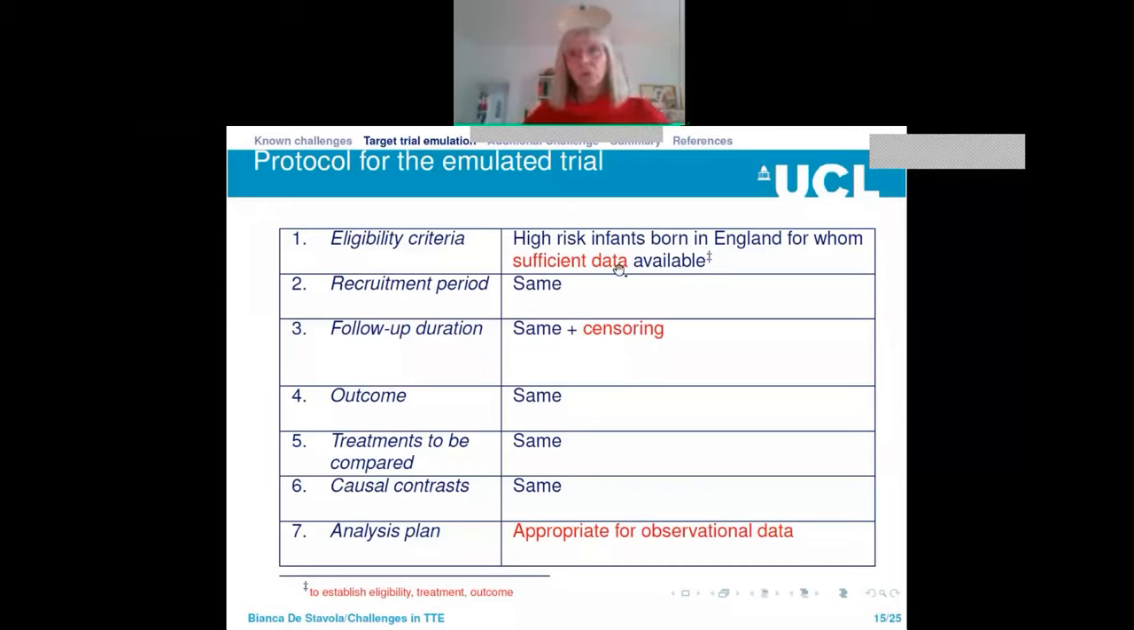Sufficient data is a crucial flag for us. Follow-up, of course, we have censoring because children move out of the system. The infants may have moved, may have emigrated, etc. The rest is the same up to the analysis plan, which of course, although we target the same causal effects, we will have to account for the fact that there is no randomization involved in the treatment.